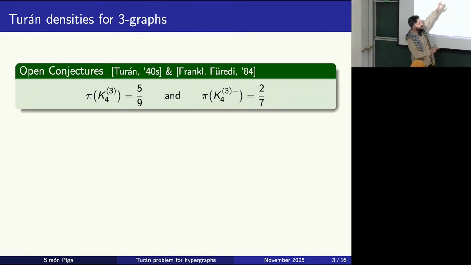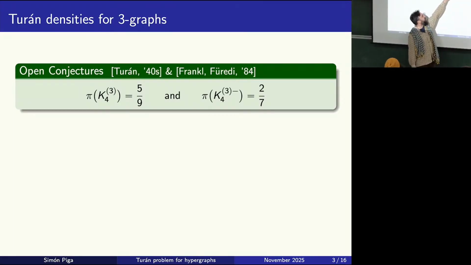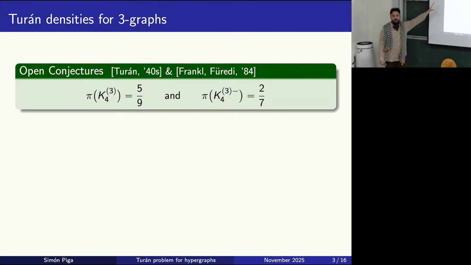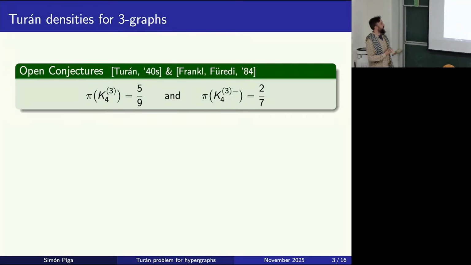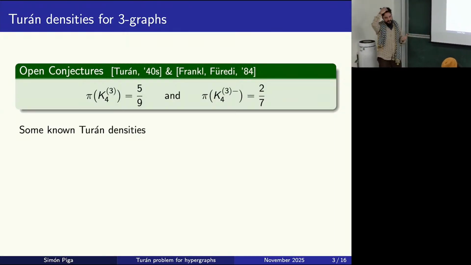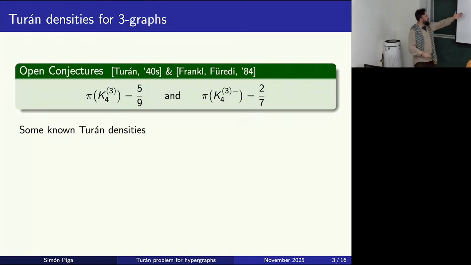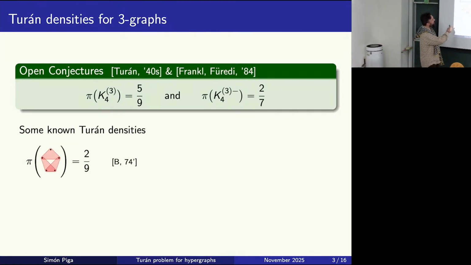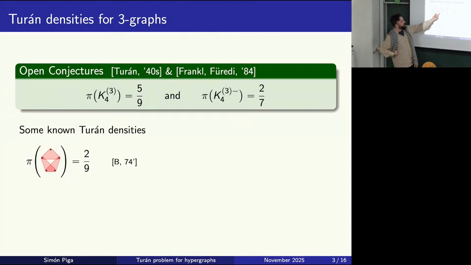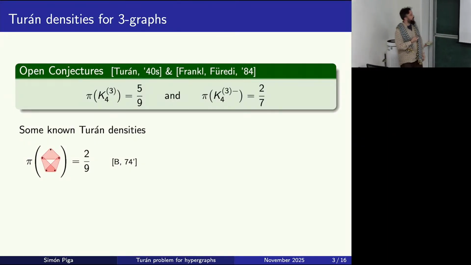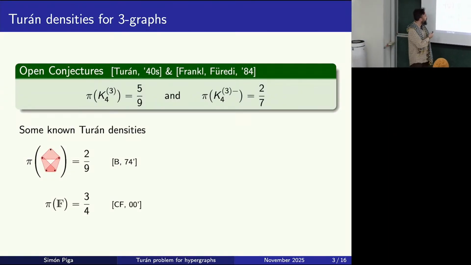And even the allegedly simpler one, if you take K4 minus, the complete graph on 4 vertices minus 1 edge, so 4 vertices and 3 edges, is also a very, very hard problem. But the good part is that there are some Turán densities that we do know. I don't expect that everybody knows this, but for example, the Turán density of this hypergraph, with 5 vertices and these 3 edges, is 2/9, and this was proven in the 70s by Frankl and Füredi.